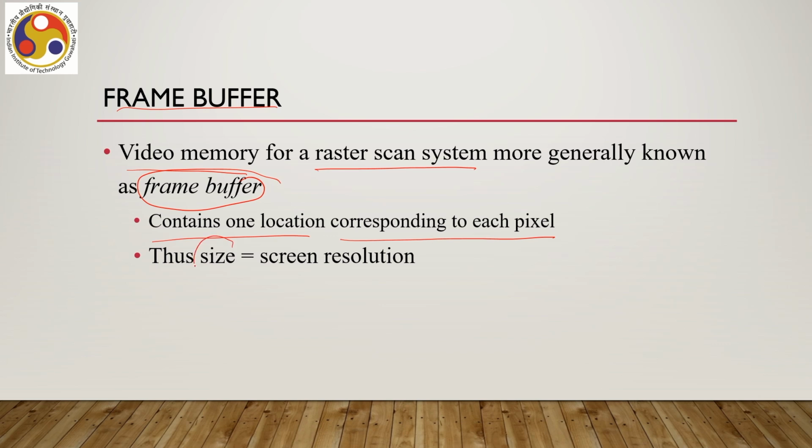So, the size of the frame buffer is the size of the screen, or in other words, the size of the frame buffer is equal to the screen resolution. So, frame buffer is the video memory for raster scan devices, and its size is exactly the same as the screen resolution.